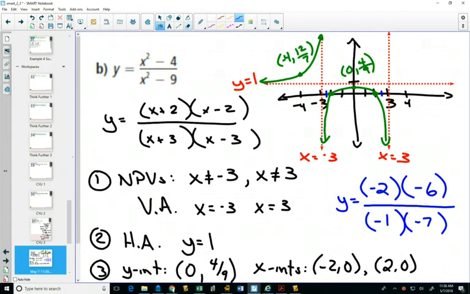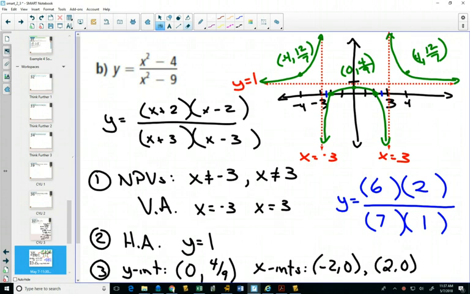If I plugged in positive 4, positive 4 would give me 6, 2, 7, and 1. It also gives me 12 over 7. And if you looked at the original equation, it might make sense that plugging in negative 4 and positive 4, because they're squared, isn't going to make a difference. You're going to get the same number when you do that. So that's why we got 12 over 7 in both ways.